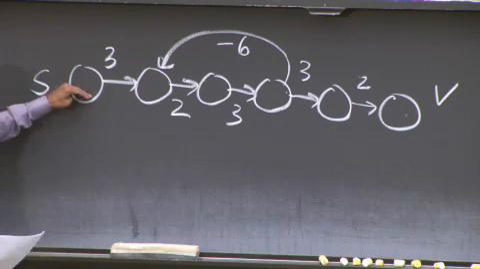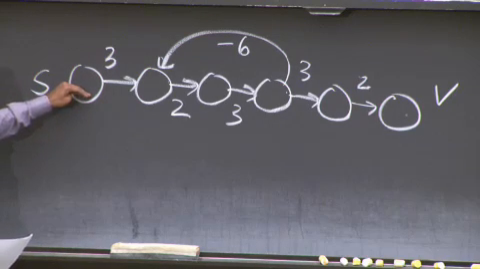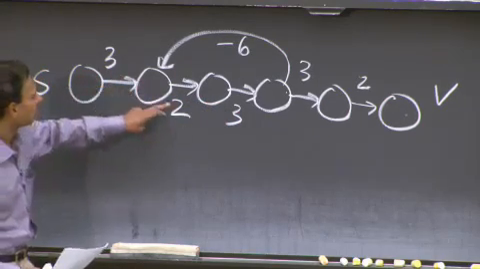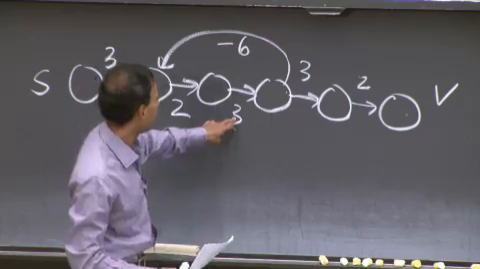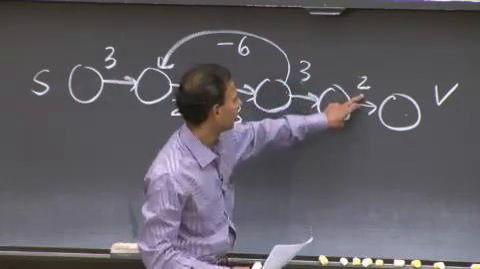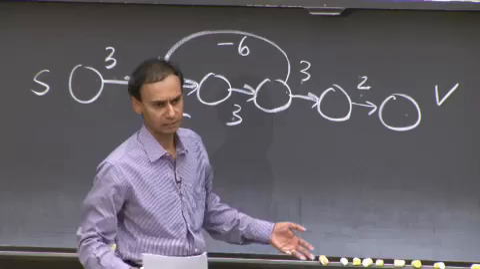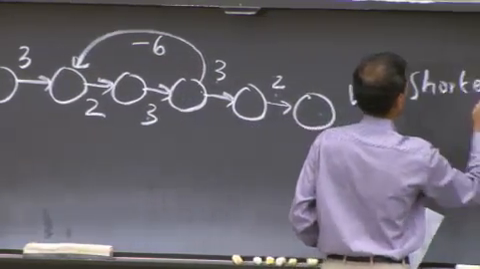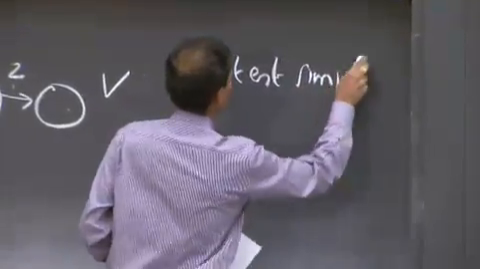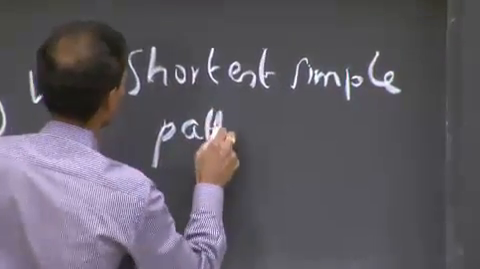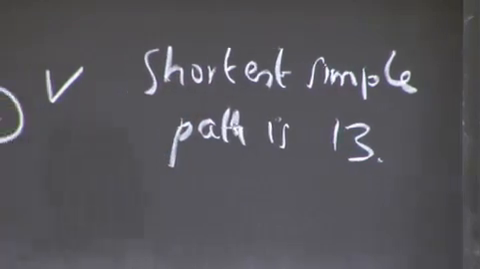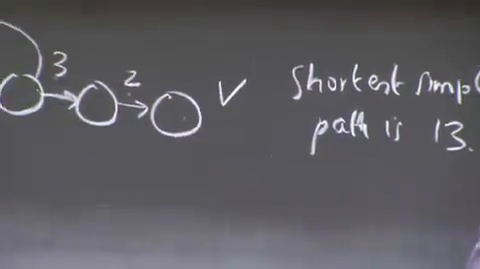What is the shortest simple path that reaches V from S? It's this path that goes horizontally, which has a weight 3 plus 2, 5, 5 plus 3, 8, 8 plus 3, 11, 11 plus 2, 13. All right? So the shortest simple path is 13. Will Bellman-Ford give you any information about this path?